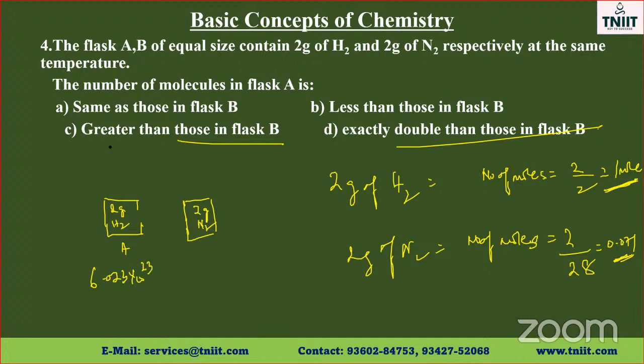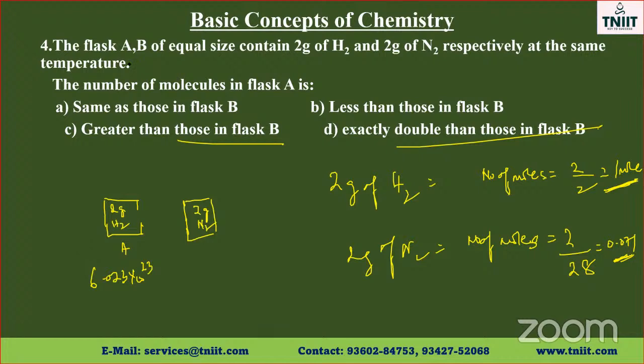The option they've given is that the number of molecules in flask A is greater than that of B, because this is 1 mole and this is 0.071 mole. So therefore, the number of molecules will be greater for hydrogen in flask A.